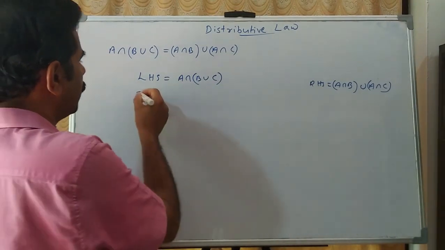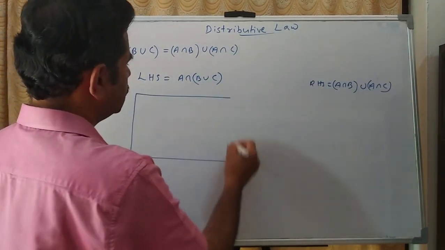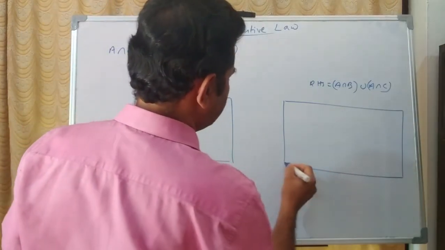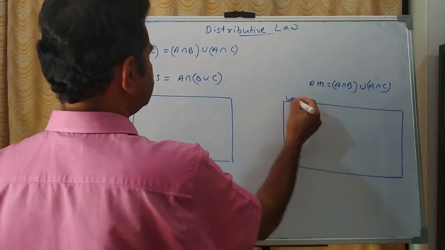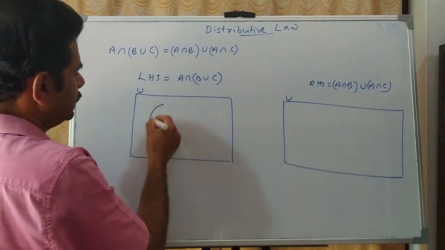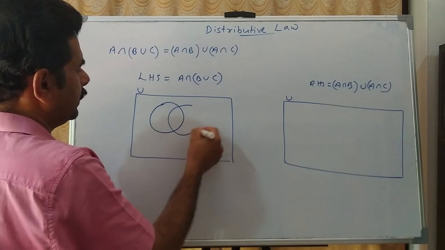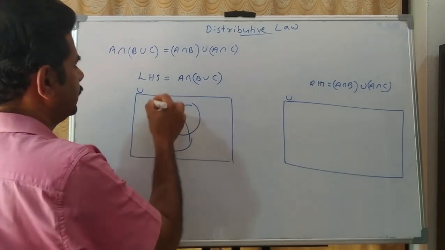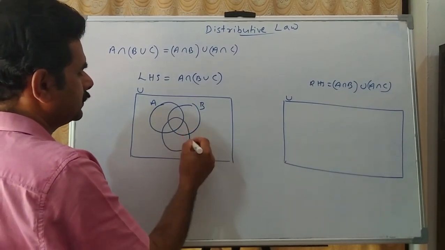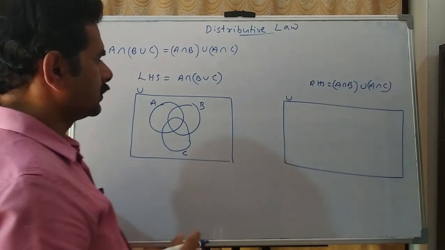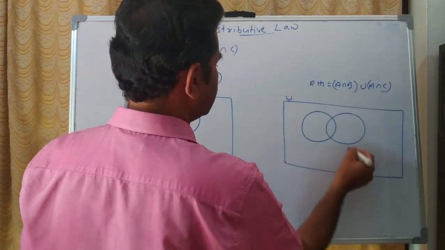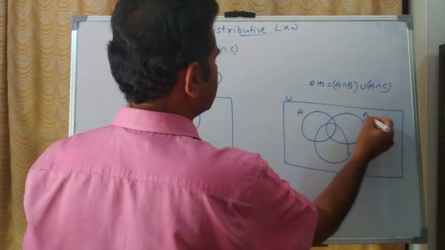For proving, we are drawing a Venn diagram, same box, universal set U, and you are given three sets A, B and C. So it is A, it is B, it is C. Three sets in overlapping mode. Here also the same type of figure, A, B and C.